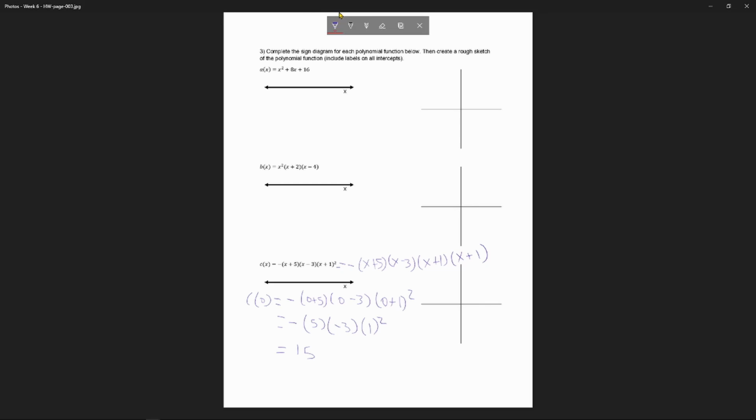So on this graph here, at x equals 0, y is going to be 15. And we can just write here 0, 15. And so that's how you get your y value when x equals 0.